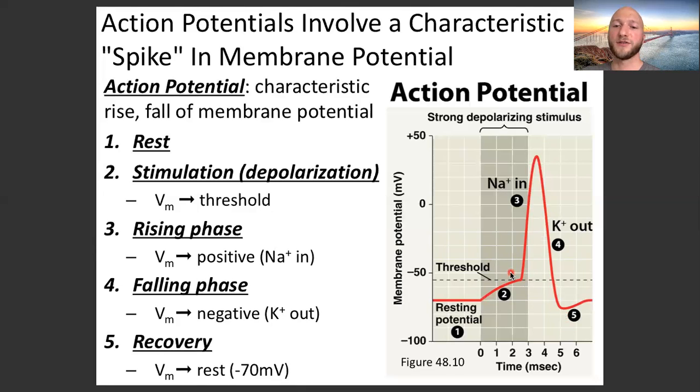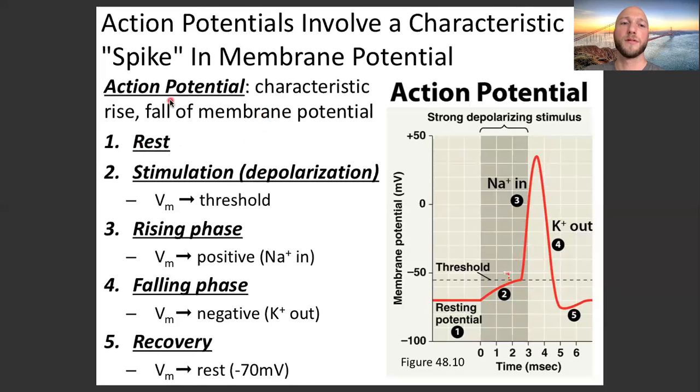Resting's always -70. Graded potentials can have varying degrees of intensity. It might depolarize a little bit and go back to resting. It might hyperpolarize a little bit, it might hyperpolarize a lot. It can vary in intensity. The action potential always has the same amplitude. It always has the same intensity. And once you get it, you always get this same characteristic change in membrane potential, this characteristic spike.